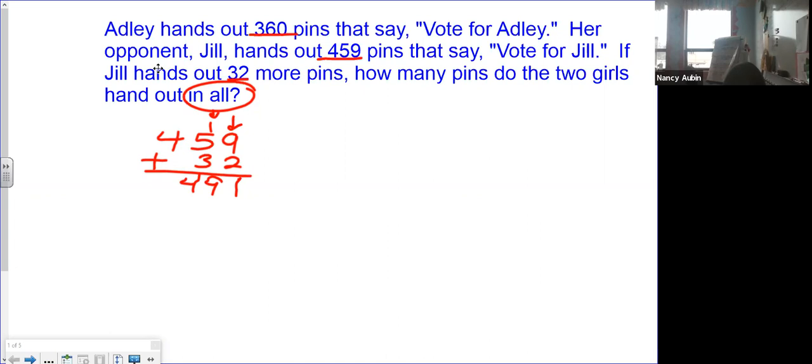Then you add 491 plus 360. Because that's how many pins Adley handed out, right? And they got 851. So 1 plus 0 is 1, what's 9 plus 6? 15. 4 plus 1 plus 3? 8. Did anyone get the same answer but do it differently?